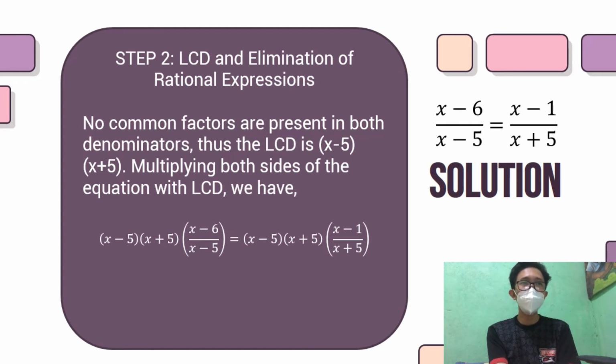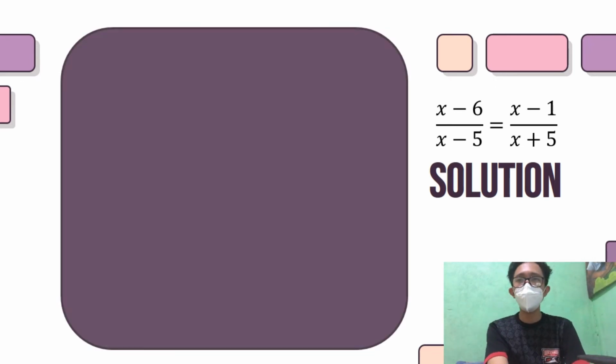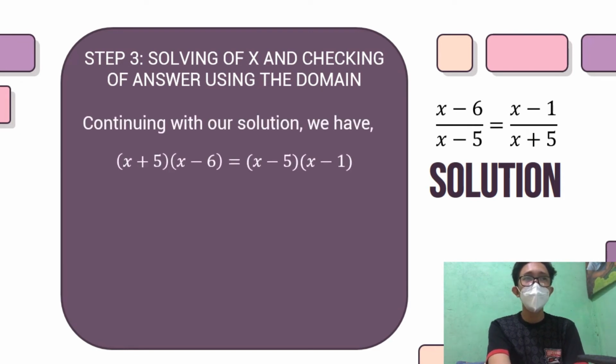So, ika-cancel natin sa left side of the equation ang x minus 5. So, ang natira is x plus 5 times x minus 6. Sa right side of the equation naman, tatanggalin natin ang x plus 5, ka-cancel out. So, ang matitira is x minus 5 times x minus 1. Step number 3, to solve for x and check the domain. The solution is part of the domain. So, we have x plus 5 times x minus 6 is equal to x minus 5 times x minus 1.